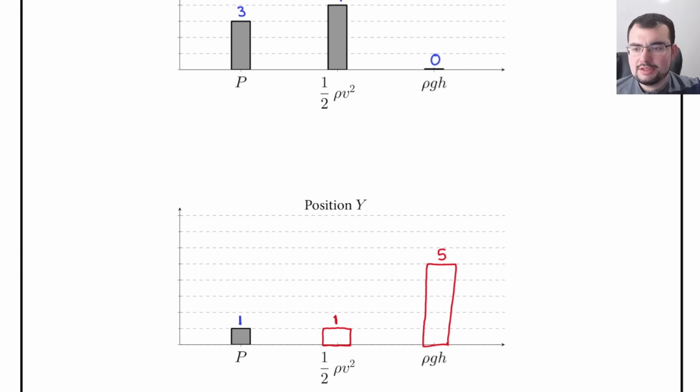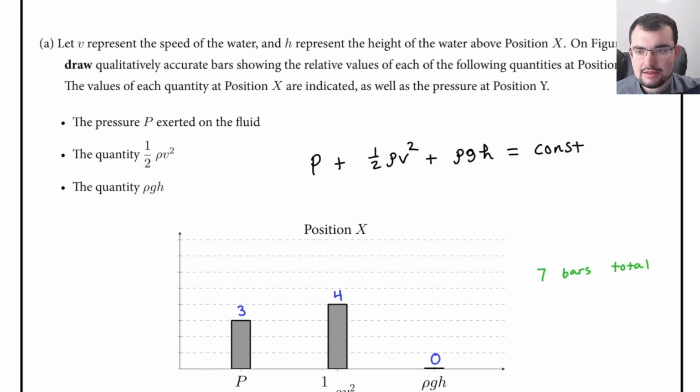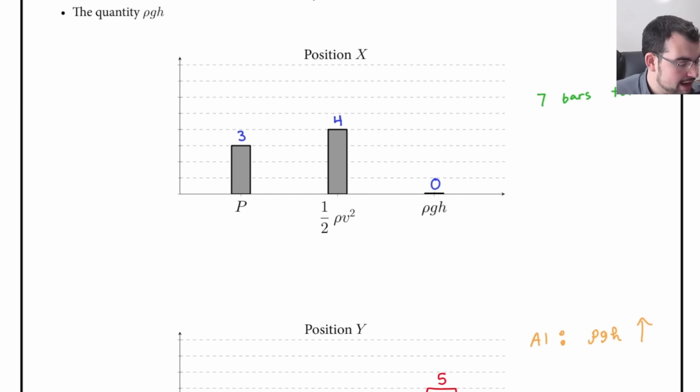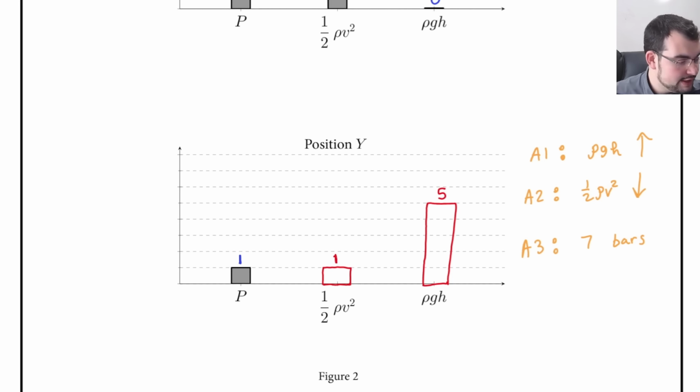So how do you get your 3 points here in the TBR? Well, your first point, A1, is for the rho GH bar increasing. Because if you're going up in height, I think that's the clearest one to actually get, is you know that the height bar has to go up. By how much? We don't care. To get point A2, the kinetic Bernoulli bar has to go down. And to get A3, you need 7 bars total. That's your conservation part.